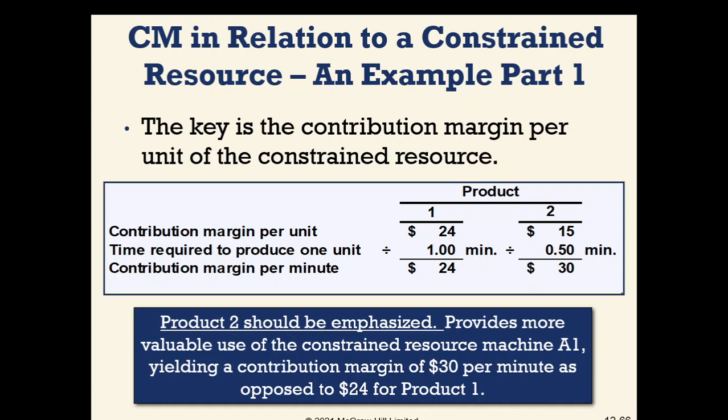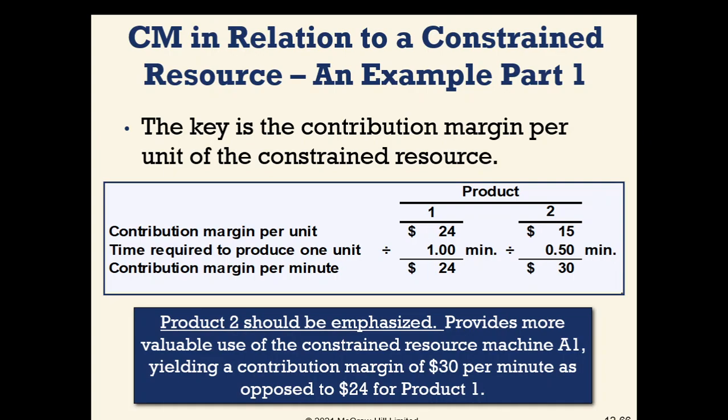So the key is the contribution margin per unit of the constrained resource. This is not contribution margin per unit on its own. It's contribution margin per unit as it relates to the use of machine A1. The contribution margin per unit on product 1 was $24, but it takes 1 minute to produce each unit. So our contribution margin per minute, 24 divided by 1, is 24.